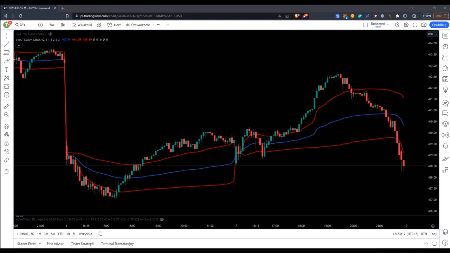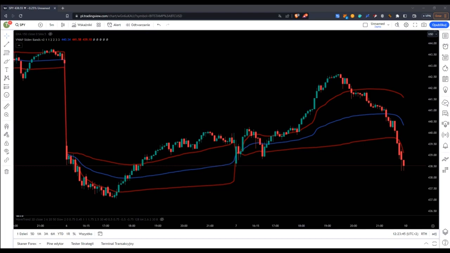VWAP standard deviation bands, also known as VWAP bands or VWAP standard deviation channels, are a technical analysis tool used to assess the volatility and potential trading opportunities around the VWAP indicator. These bands are created by calculating the standard deviation of the price deviation from the VWAP and plotting upper and lower bands around the VWAP line. To make it easy for you, it's something similar to the Bollinger Bands.